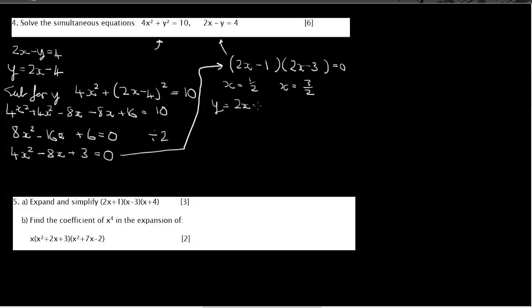To find y, we substitute back in y equals 2x minus 4, and we get x equals a half and y equals minus 3, and if x equals 3 over 2, we find that y equals minus 1. There's our solutions. And that's handy, 6 marks for that.